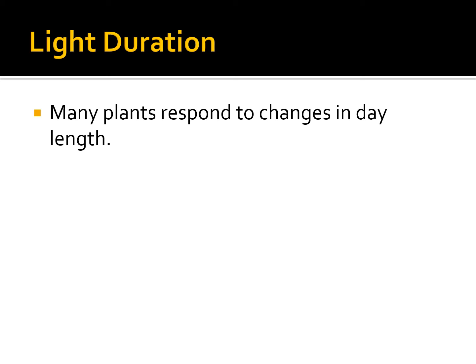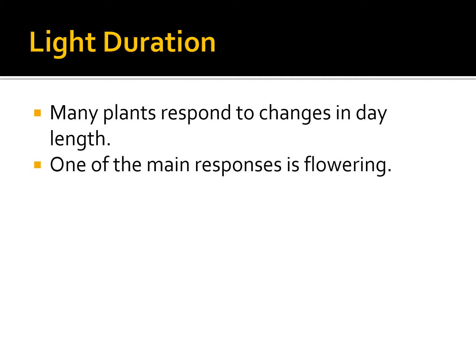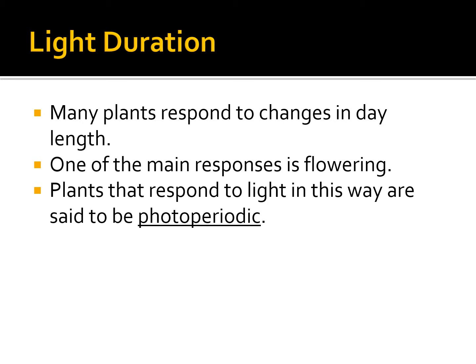Many species of plants respond to changes in the day length, or changes in this photoperiod. One of these responses is flowering. If photoperiod is a trigger for flowering, then we say that those plant species are photoperiodic. They respond to the photoperiod, and photoperiod is a trigger that can initiate the flowering process.